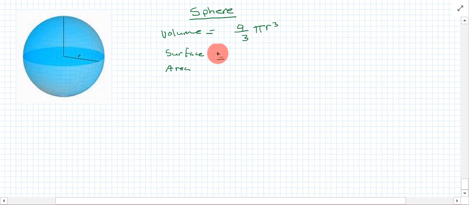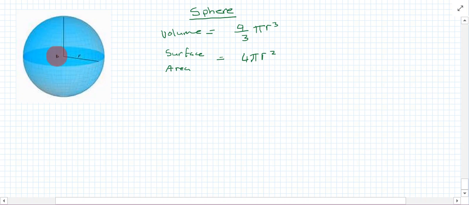And the surface area, again, if you wanted to paint this ball, would be how much paint you would need to cover the entire outside or surface of the ball. And the surface area is equal to 4 pi r squared. So 4 pi r squared.